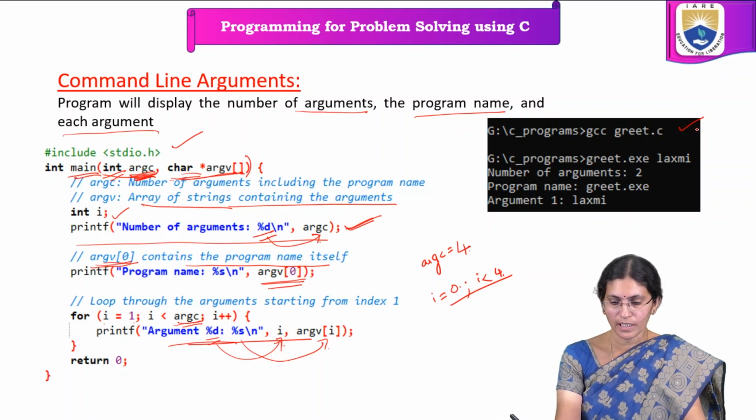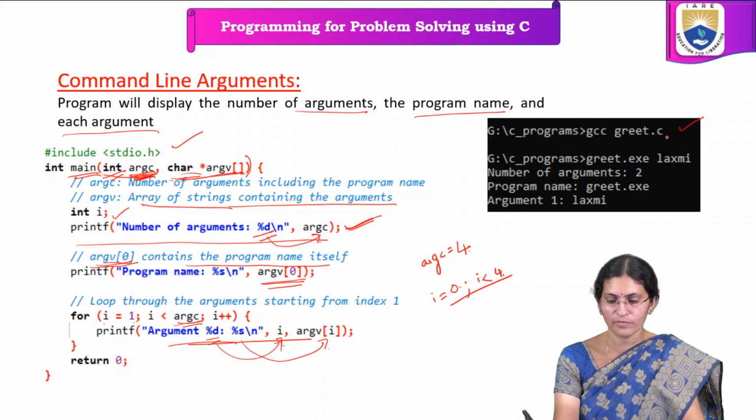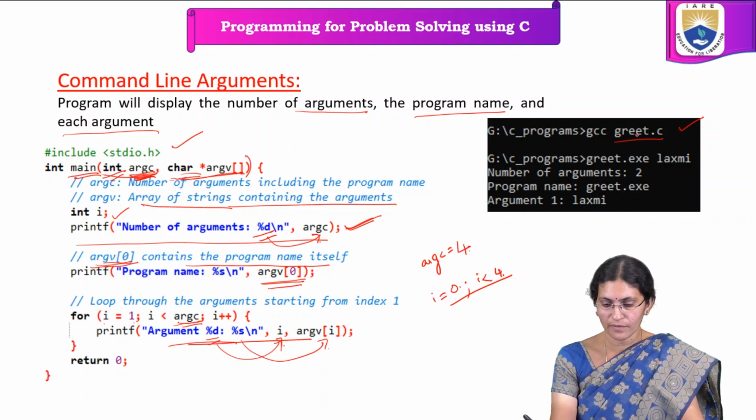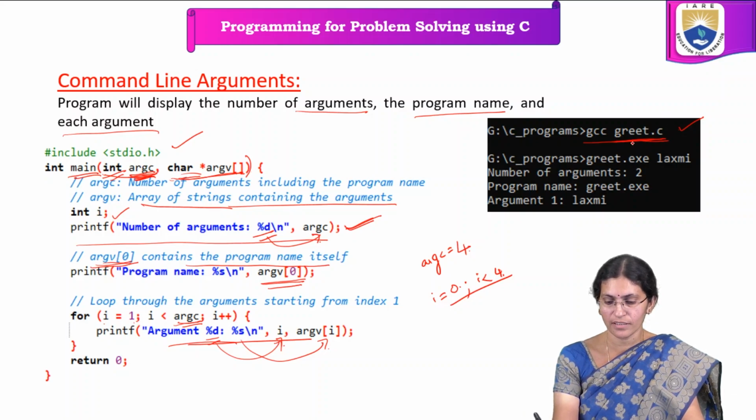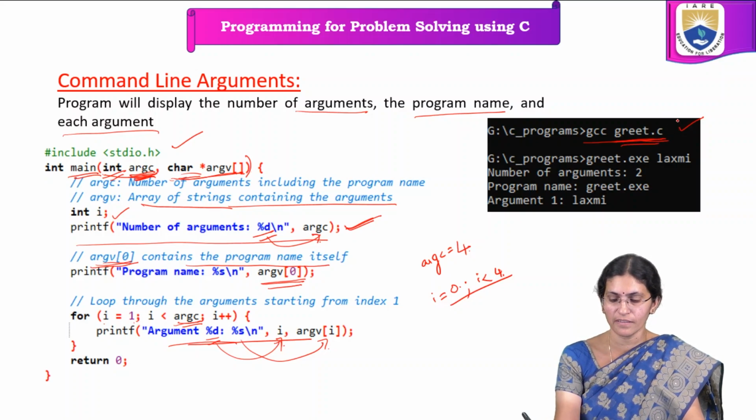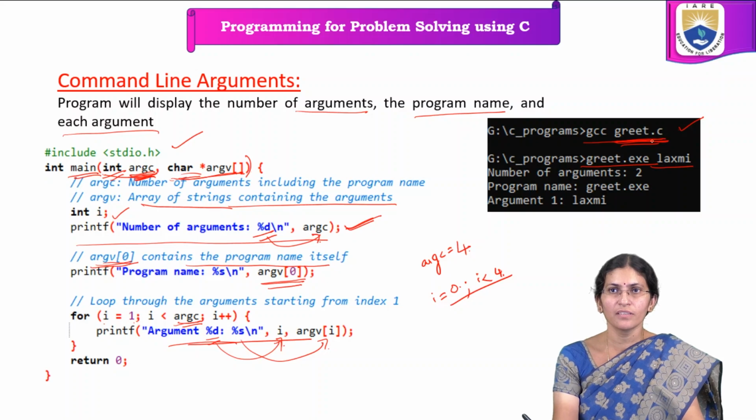So in order to compile the program, we have saved the file with .c extension. Then after that, we have to navigate to the directory where this program is. Then we have to compile the program. So gcc greet.c, greet is the name of the program in my case.